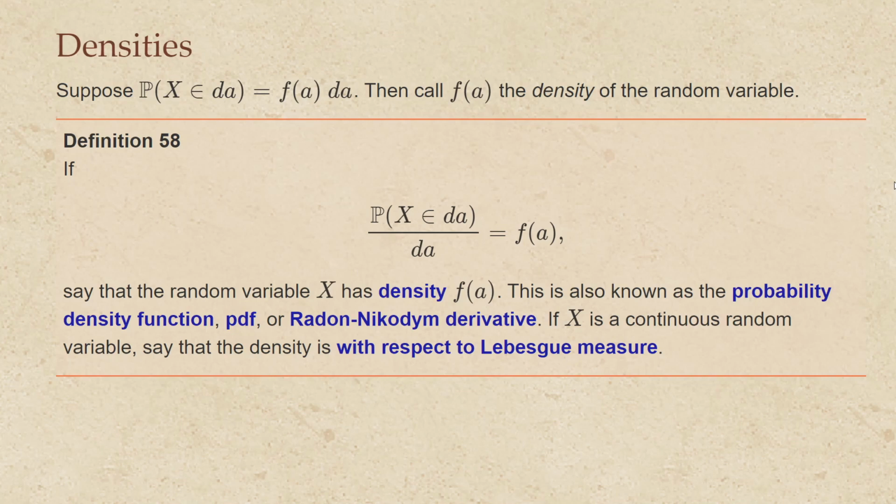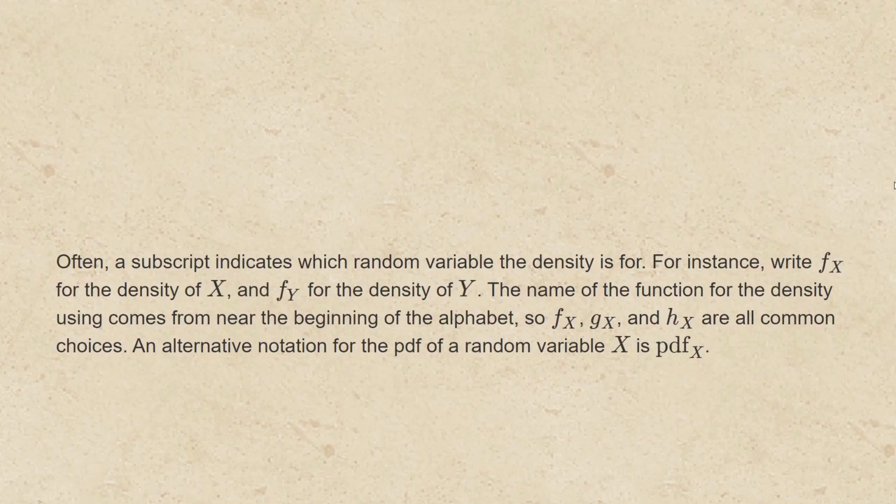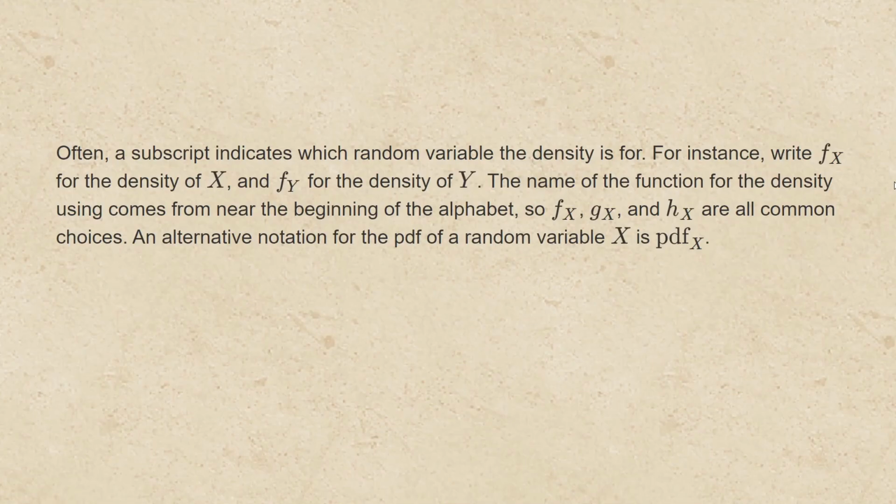If x is a continuous random variable, we say that this density is with respect to Lebesgue measure. A subscript indicates which random variable the density is for. For instance, we write f of capital X for the density of capital X and f of capital Y for the density of capital Y. The name of the function for the density usually comes from near the beginning of the alphabet, so f sub x, g sub x, h sub x are all common choices. An alternative notation for the PDF of a random variable x is just PDF sub x.